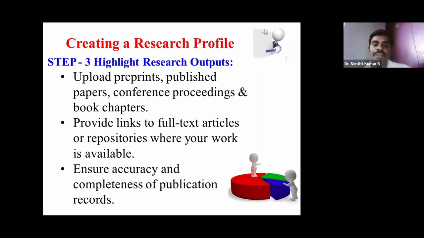And please ensure accuracy and completeness of publication records. Sometimes we just stop in the middle of adding the details and it stays incomplete. At that time it will not be sufficient for researchers to collaborate or contact you or to use your article or your publication as a reference. So see to it that all your research outputs are highlighted and updated and all the publication details are accurate and uploaded properly. So this is going to be the step.